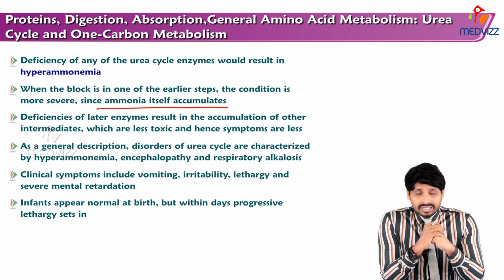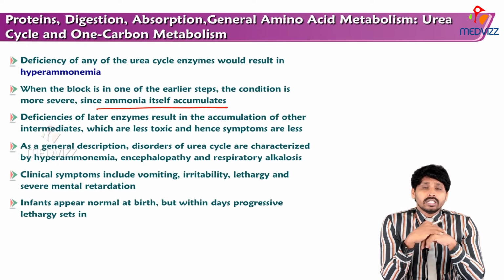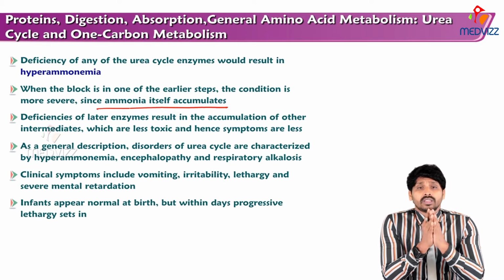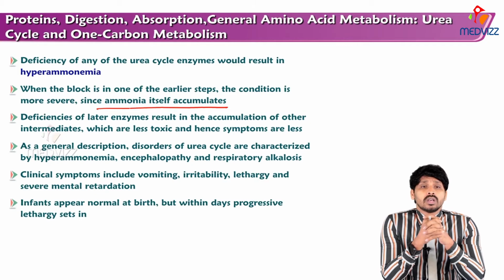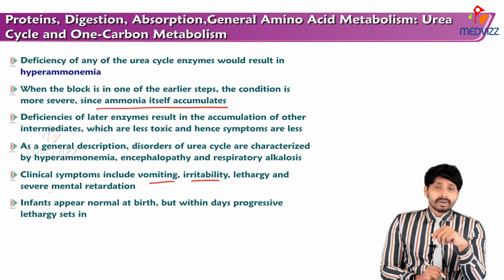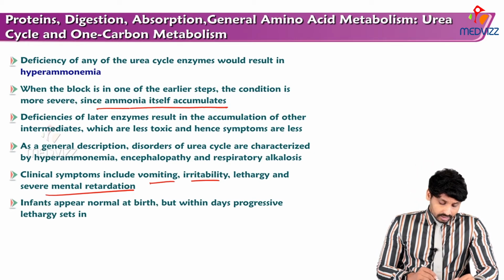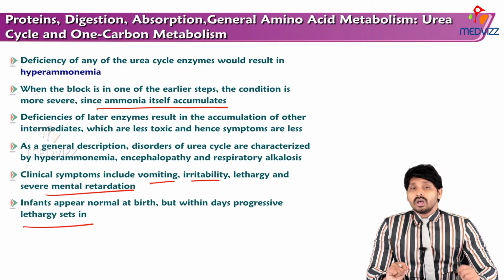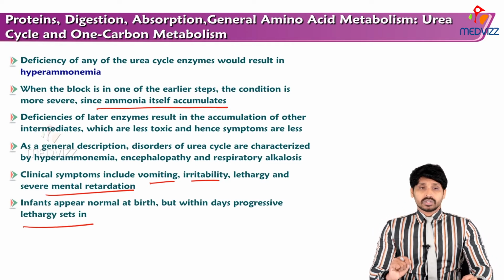As a general description, disorders of the urea cycle are characterized by hyperammonemia, encephalopathy and respiratory alkalosis. Clinical symptoms include vomiting, irritability, lethargy and severe mental retardation. Infants appear normal at birth, but within days progressive lethargy sets in as ammonia starts working on the central nervous system.